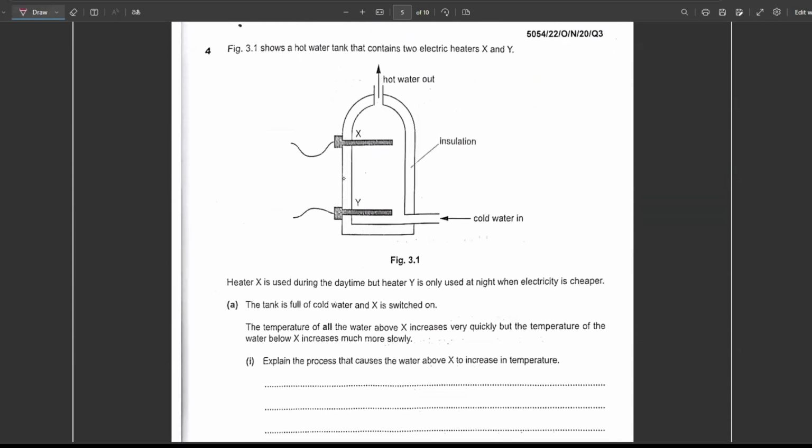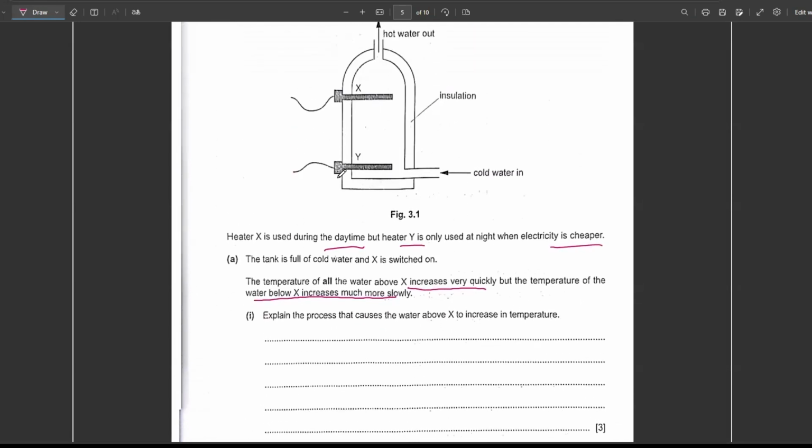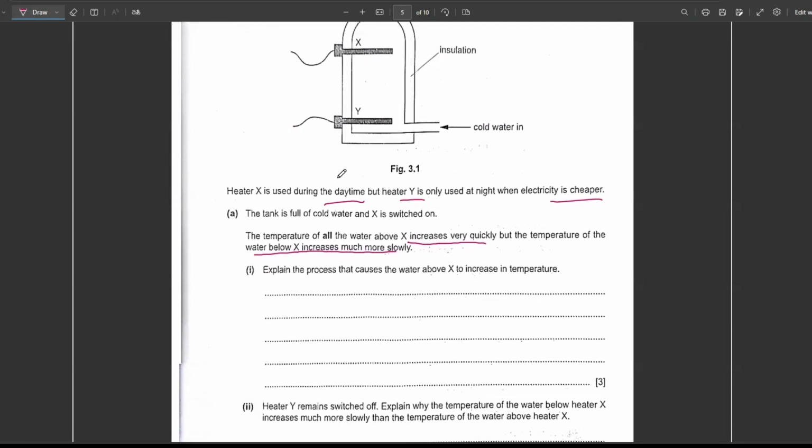Figure 3.1 shows a hot water tank that contains two electrical heaters X and Y. Heater X is used during the daytime, but heater Y is only used at night when the electricity is cheaper. The tank is full of cold water and X is switched on. The temperature of all the water above X increases very quickly, but the temperature of the water below X increases much more slowly. Explain the process that causes the water above X to increase in temperature.